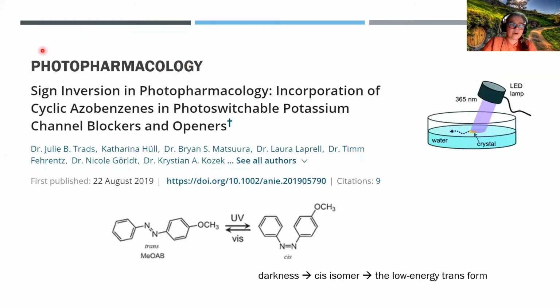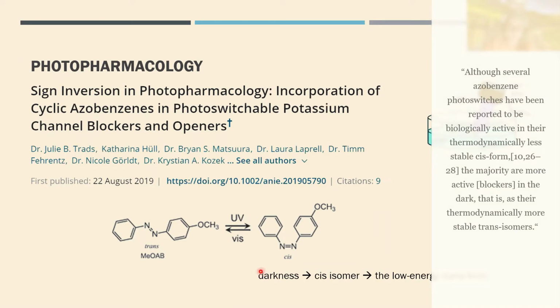Then photopharmacology was a very interesting concept for me when I found this in this paper. It's about the same thing we just talked about: photoswitchable potassium channel blockers. One of the blockers is cyclic azobenzene, and the trans form is more stable than the cis form, and in darkness, even the cis form isomerizes to the low energy trans form.